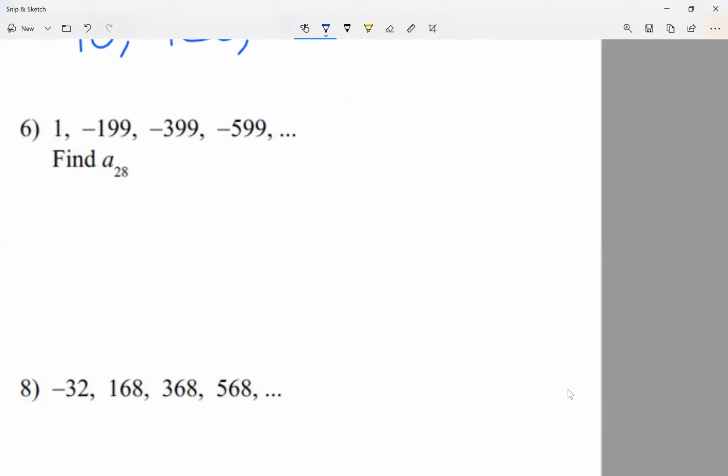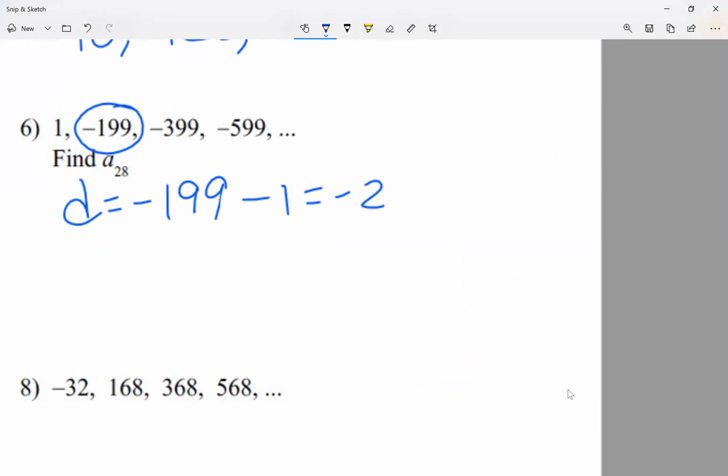All right, let me find my distance here, my difference. I'm going to call this D for difference, right? What's the number that I keep on adding or subtracting each time? Let me do this. I'm going to start with a negative 199 minus the previous number, which is negative 200. All right, so the difference is a negative 200. It seems like I keep on subtracting 200 each time.